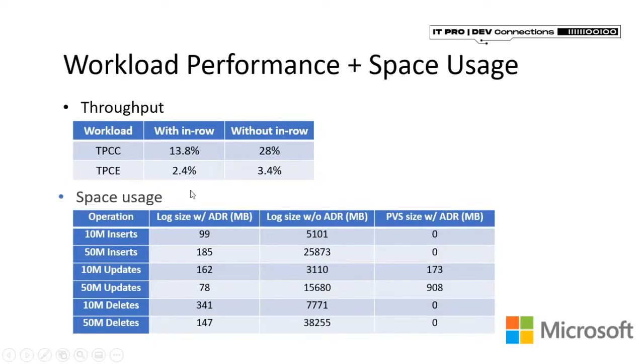Now, also looking at the space usage, I won't go into the detailed numbers, but the main high-level idea is that the log size with ADR remains very, very low. So you see in all cases, it just remains, even what we saw in the graph below, 400 megabytes. In the case without ADR, it can grow into the gigabytes, and if your transaction is larger, it can go into terabytes even. And the size of the PVS also remains fairly bounded with all our optimizations for in-row and so on. We keep it quite bounded.